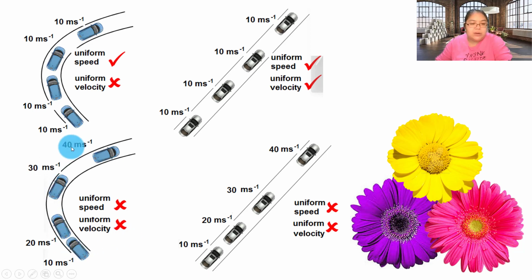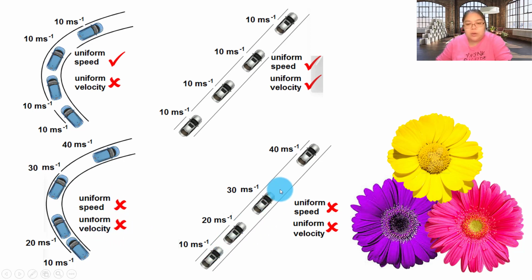Okay, now we see another one. The car is also turning. When the car is turning, we cannot say same velocity anymore. Velocity is already not constant. And also you see the speed 10, 20, 30, 40, so that means your speed is also not constant. So from here we can say they're not uniform speed and also not uniform velocity.